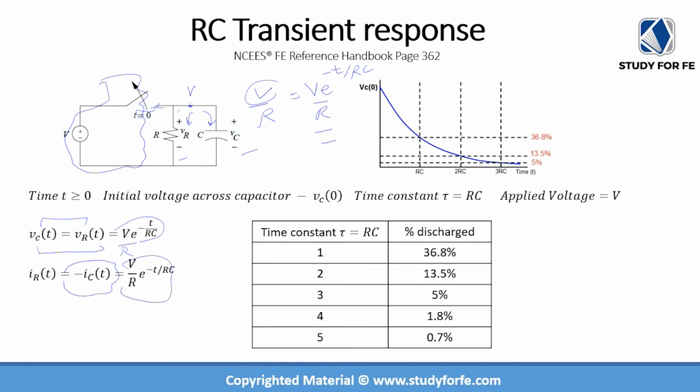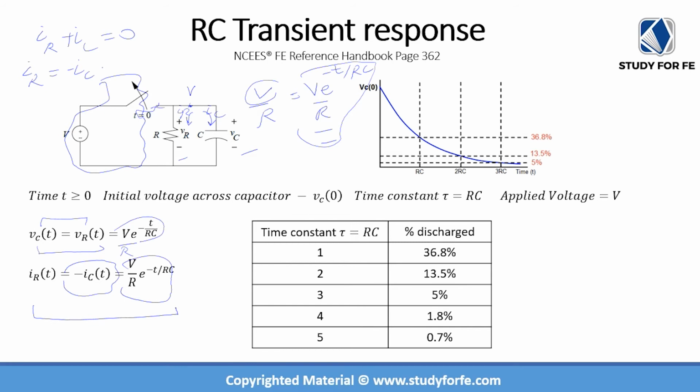But when you look at the currents, you see that IR and IC are the only two currents leaving this node. So IR plus IC should be equal to 0. This is simple KCL. That means IR is equal to minus IC. And we've already established that the current is equal to V divided by R times e raised to power minus t divided by RC. So this is how you come up with this particular equation.